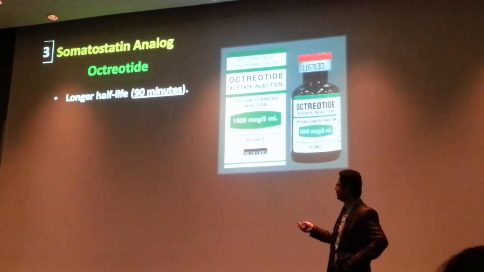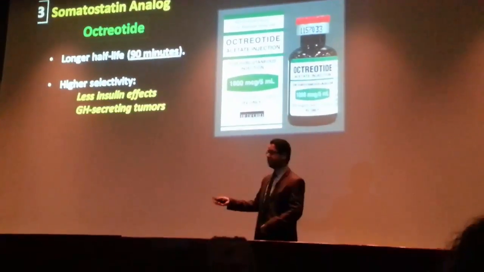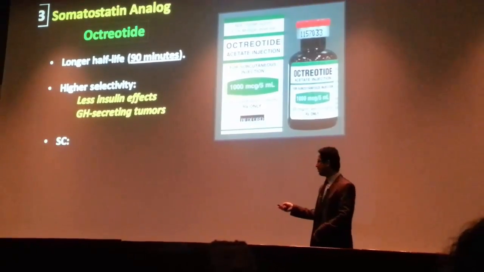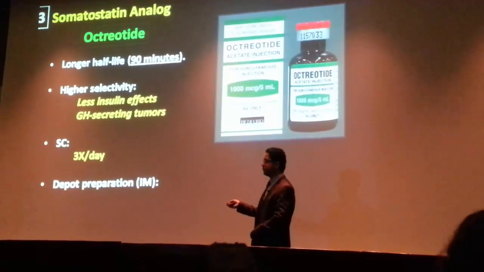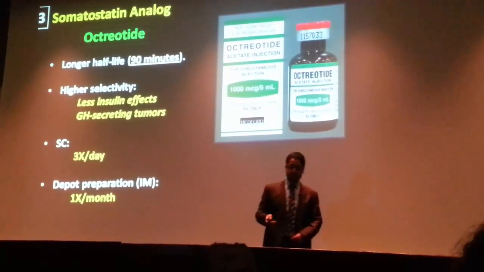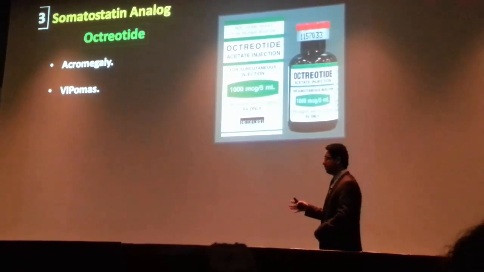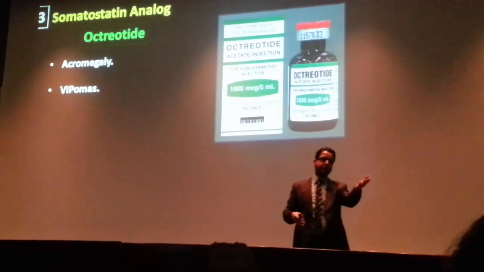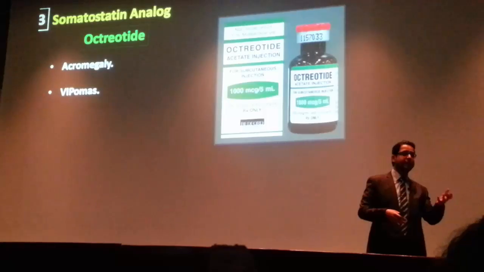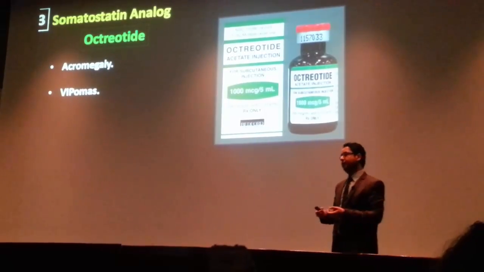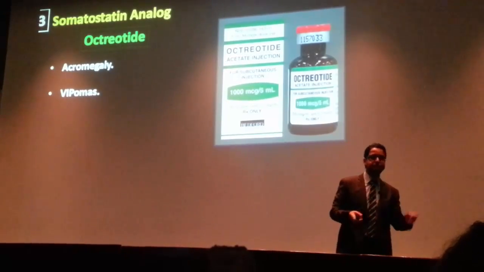Compared to the somatostatin itself, it has a longer half-life with a higher selectivity, which means what? It has in tumors. It's given subcutaneously, okay, but we have also now the depot preparations, which can be given once per month. The indications for that are acromegaly and VIPomas mostly. Now, it could be used in the clinical setting for the treatment of upper GI bleeding if it's coming from a defined source, like esophageal varices, for example.